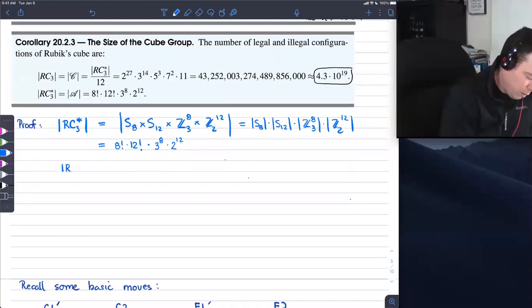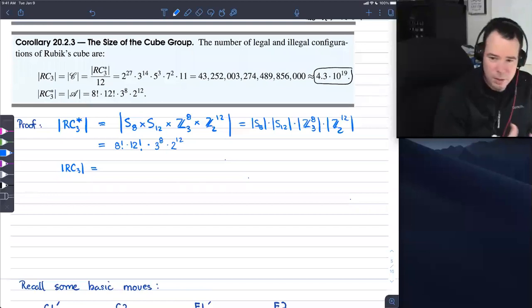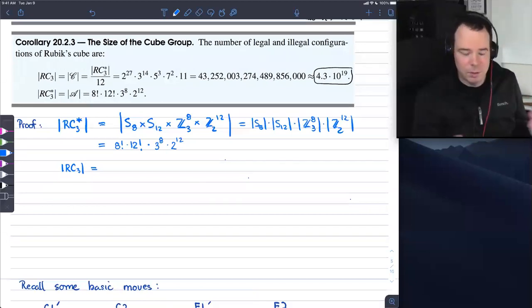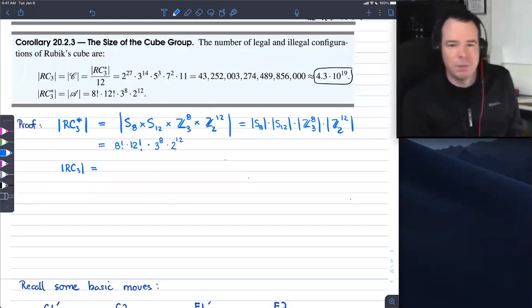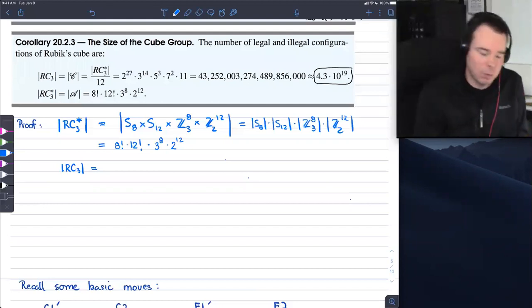So the way we're going to get RC3 is we're going to notice that it actually, much like we did with the 15 puzzle, you dump all the tiles in, there's 16 factorial ways to do that, but only half of them are solvable. So you take 16 factorial, you divide by 2, and that's how many permutations or configurations you have of the 15 puzzle. Same thing we're going to do here.